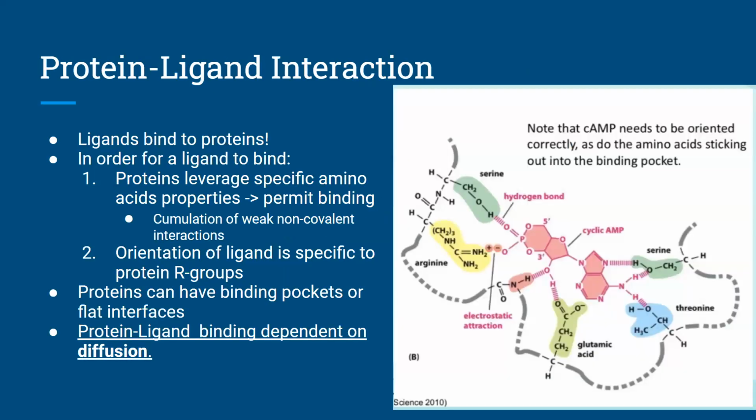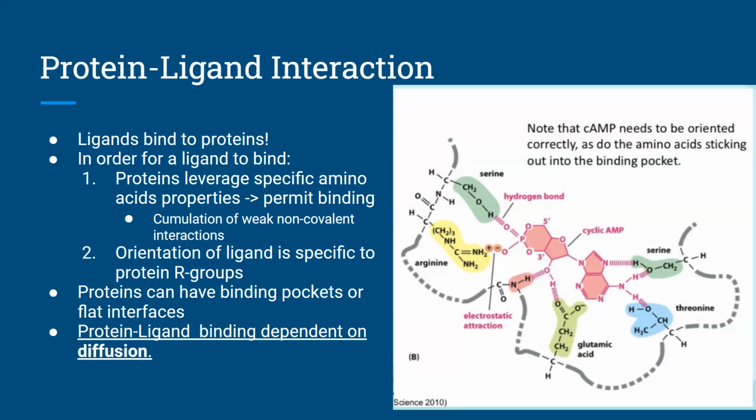Awesome. In protein-ligand interactions, you have probably all heard of enzymes in Bio 151. That's this concept. There are two big things that protein-ligand interactions need. They need specific amino acid properties. Arginine is a positively charged amino acid, so if a hydrophobic amino acid came in and tried to bind, it wouldn't work. That's not a bond that would form. The other thing is the orientation.